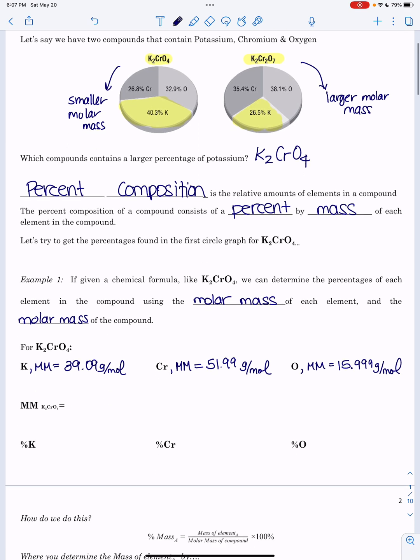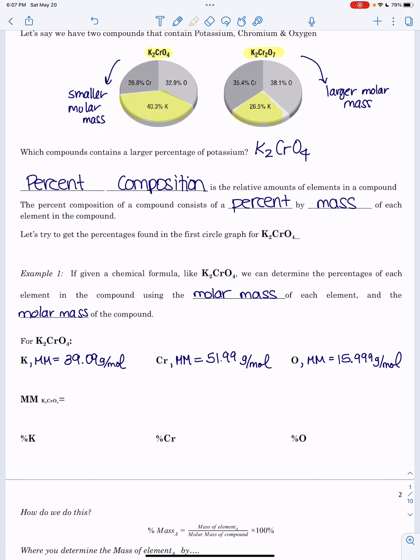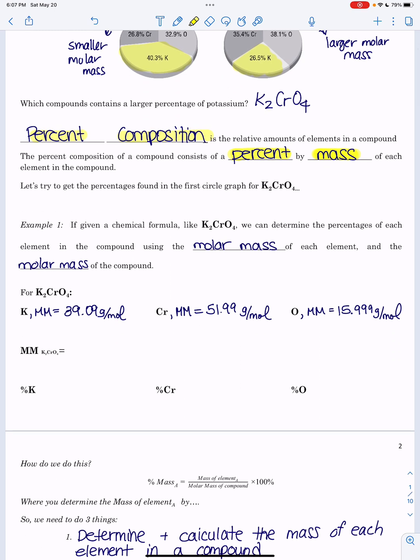So let's talk about what this means. Percent composition is the relative amounts of elements in a compound. The percent composition of a compound consists of a percent by mass of each element in the compound. Let's try to get the percentages found in the first circle graph for K2CrO4. So this is how you do it.